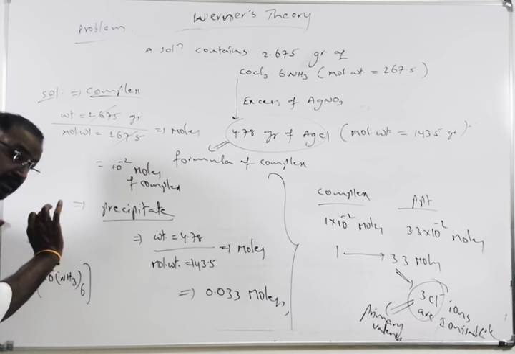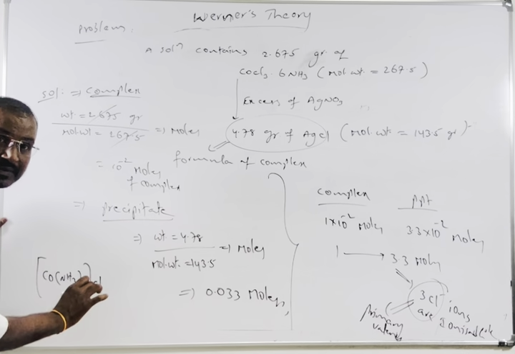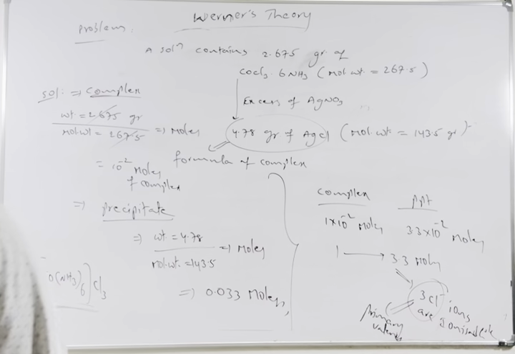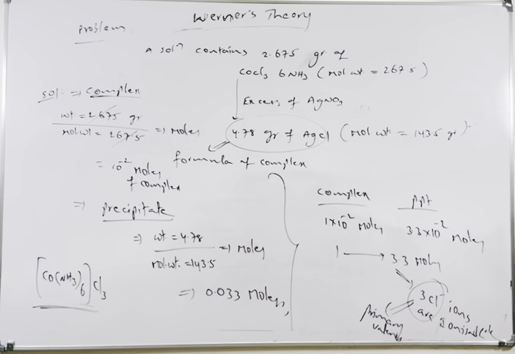Co(NH3)6, with nothing inside as chloride; 3 chlorides are present outside. This is the formula: [Co(NH3)6]Cl3. So if you see that answer, yes, it is the correct answer.